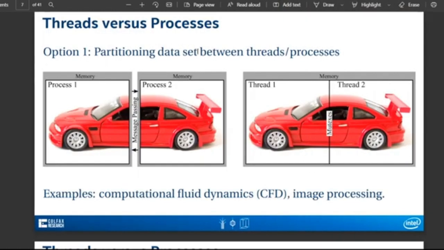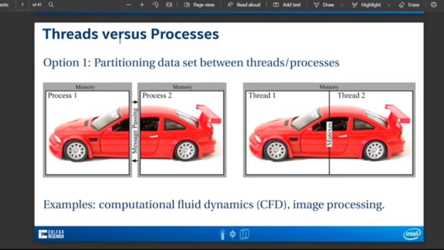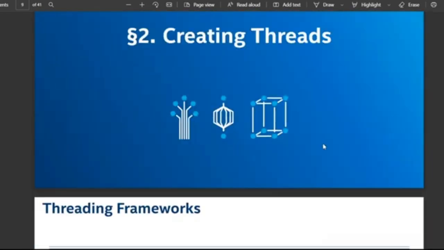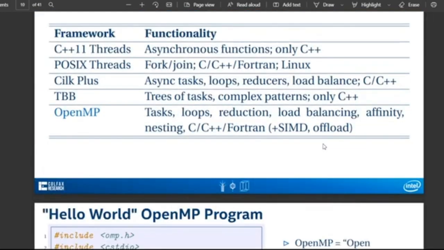So we've got partitioning the data set between threads and processes. This is the difference between threads and processes, and I'll just quickly talk about it. With a process, we have to do message passing, and if we want to get information from one thread to another, we'll have to use mutexes. There are numerous frameworks for using threads, but we're going to use OpenMP.